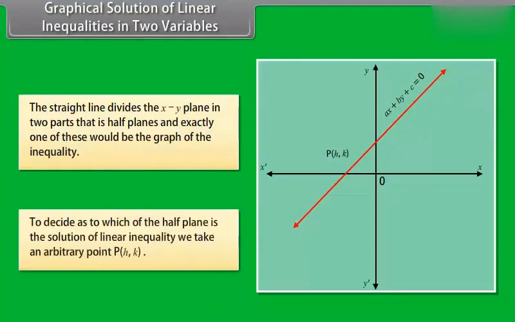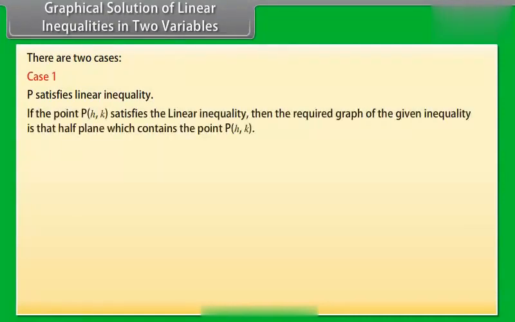To decide which of the half planes is the solution of the linear inequality, we take an arbitrary point P(h, k). There are two cases. Case 1. P satisfies the linear inequality. If the point P(h, k) satisfies the linear inequality, then the required graph of the given inequality is that half plane which contains the point P(h, k).